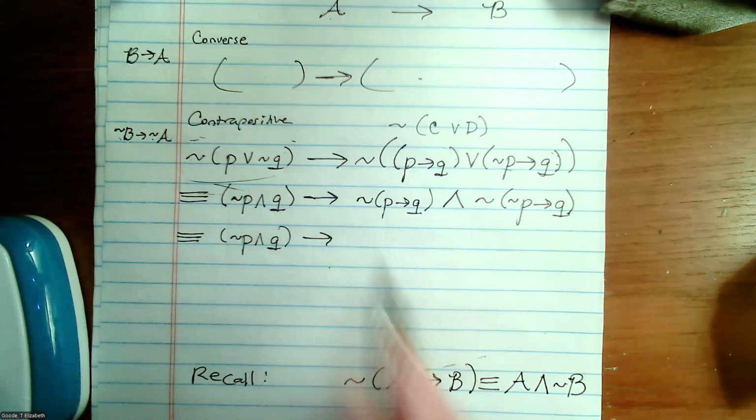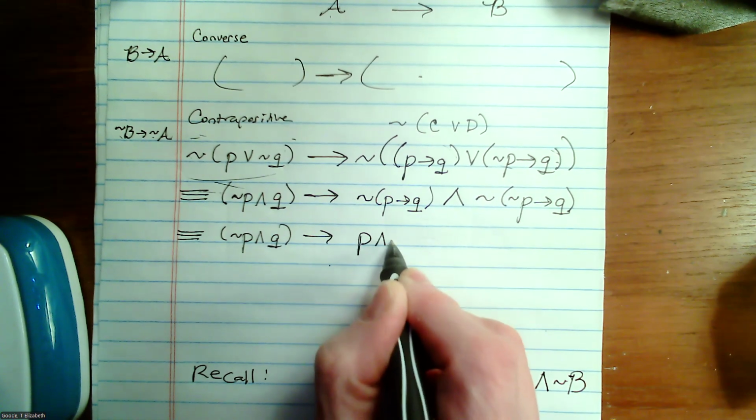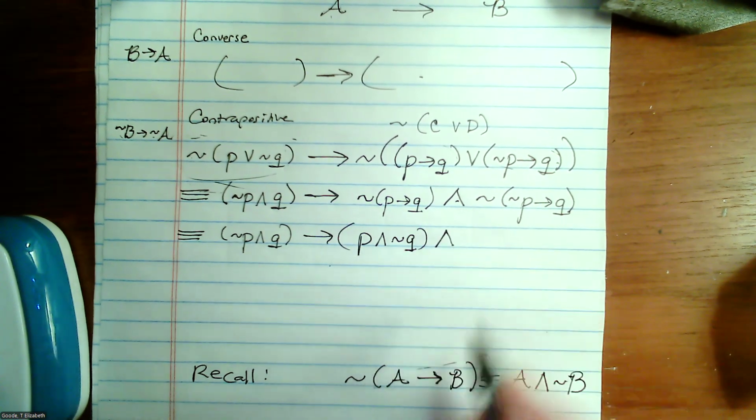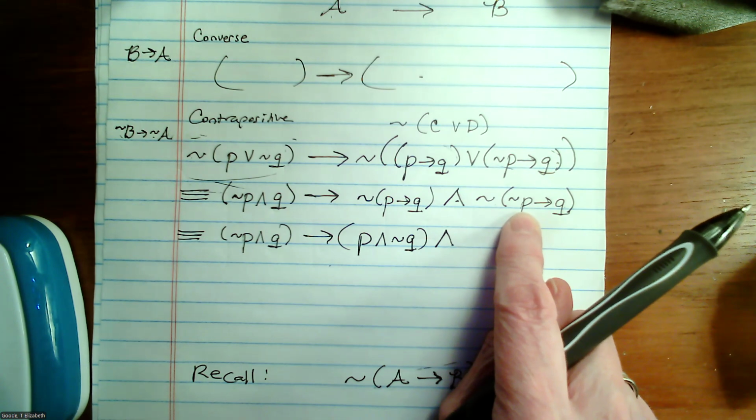Not P implies not Q. Oh no. P and not Q. Nice. So it's P and not Q, and then we have this, and now what happens here? We're negating not P, but it's a negation, so it's P and not Q. We're not negating the hypothesis.